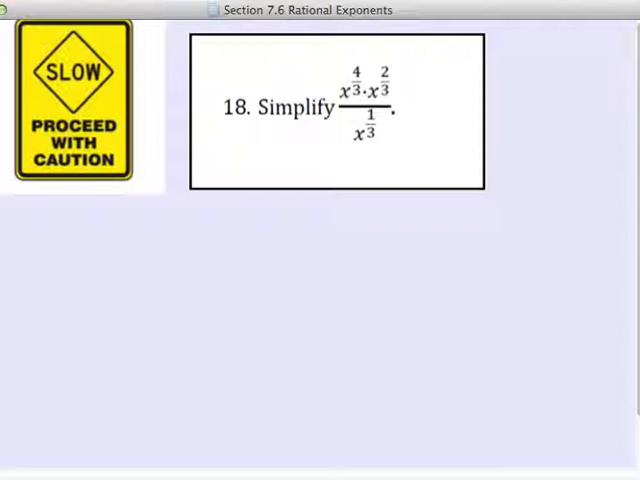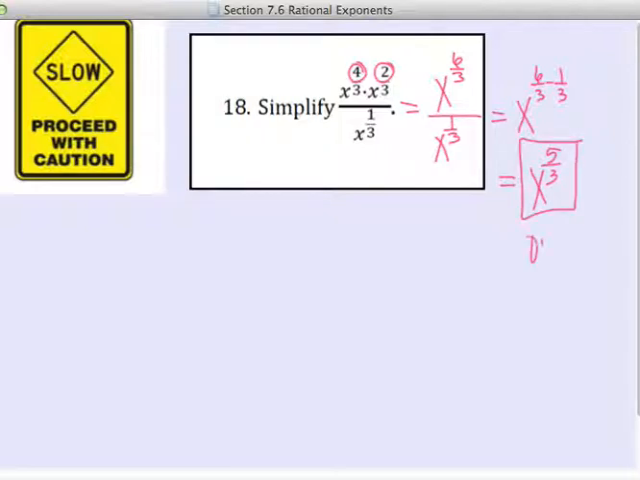All right, 18, we want to simplify. So I'm going to do the numerator first. Okay, so add those two. So x to the 6 over 3, all over x to the 1/3. And you might see in the numerator that says 6 over 3, and you know that's 2, but we have to subtract the 1/3, so I'm going to leave it as is. So it would be x to the 6/3 minus 1/3, so it's x to the 5/3. And you can leave it as x to the 5/3, or we could rewrite it with a radical, and it would be the 3rd root of x to the 5th. Either answer would be acceptable.